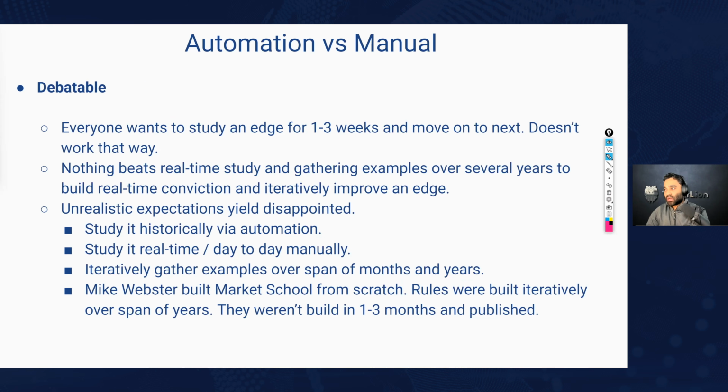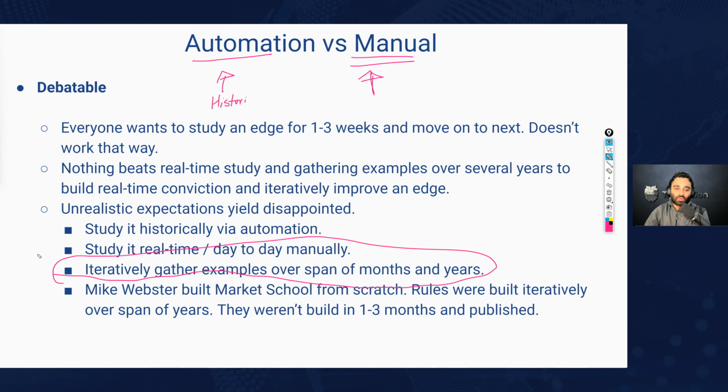So any questions on automation versus manual? The gist of it is automation you could use for historical. And I feel the most important part is to do it manually. Iteratively gather your examples, use the snipping tool in Windows or the screen capture tool on Macs, and gather your examples daily. There's really a lot of learning in doing this.